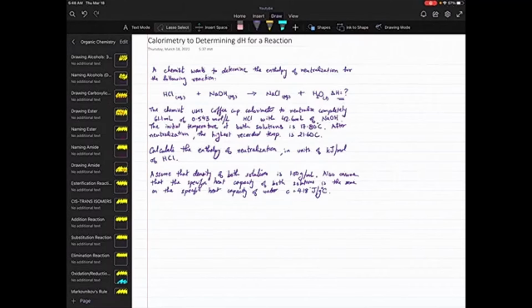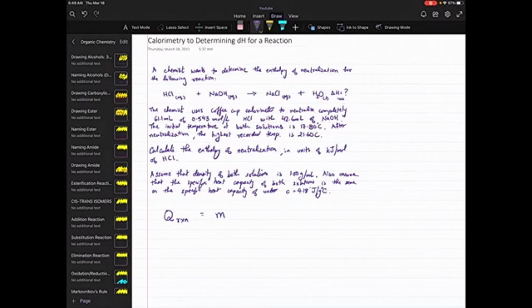All right, so now to solve this question, we need to find out the amount of heat energy released in the solution. To figure this out, we need to find our Q for this reaction. For figuring out Q, we need the mass first of all. Which mass do we need? Do we need the mass of HCl, the mass of NaOH?